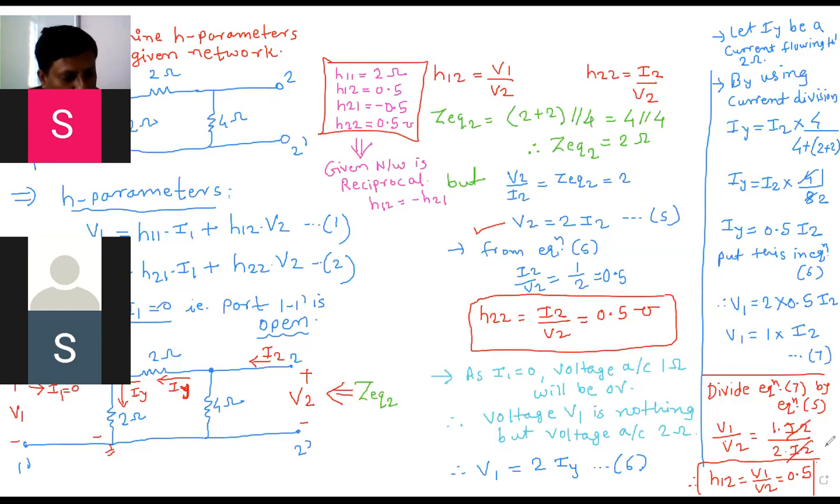So we have solved 2 examples. We took 2 examples and found the Z parameters, the Y parameters, and the H parameters also. The same network we can use to find the ABCD parameters also. Are you getting my point? So we still have time now.